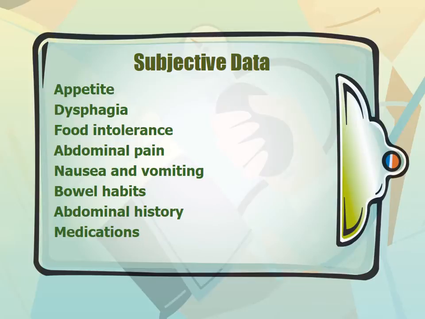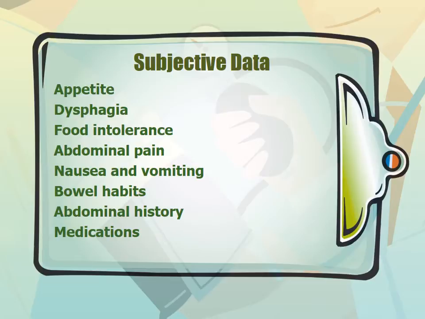So what is the subjective data that we want to be sure to ask? Well, we want to ask about their appetite. We want to know whether or not they've had any kind of change in their appetite. Have they had a loss in appetite? Has their weight changed? Have they gained or lost weight? Over how long of a period of time did they gain or lose this weight? Are they having any problems swallowing? Dysphagia is very common in individuals that have changes in their diet and that have abdominal issues.